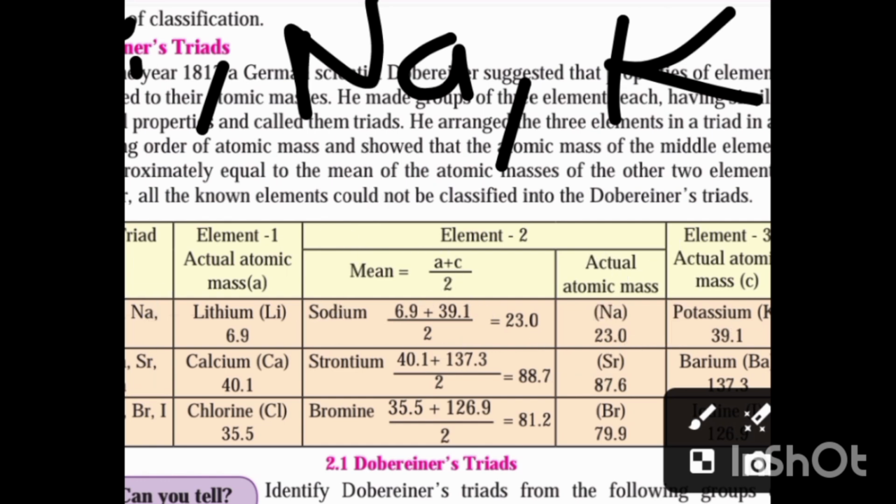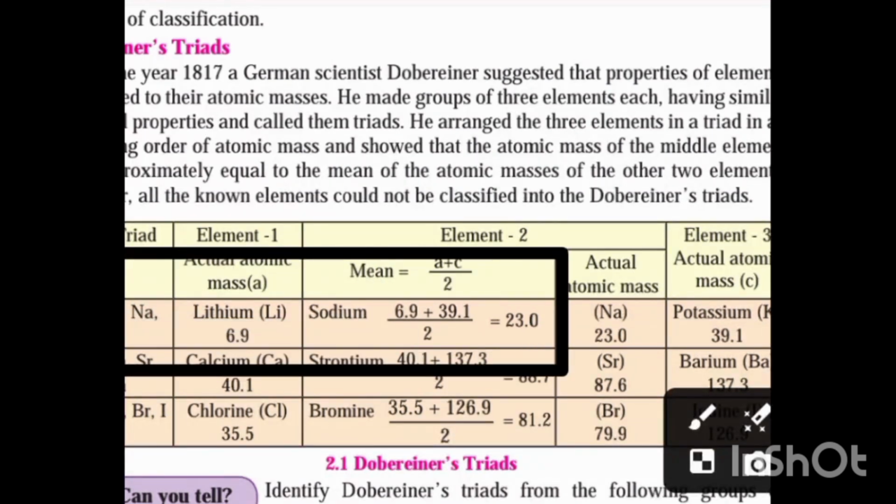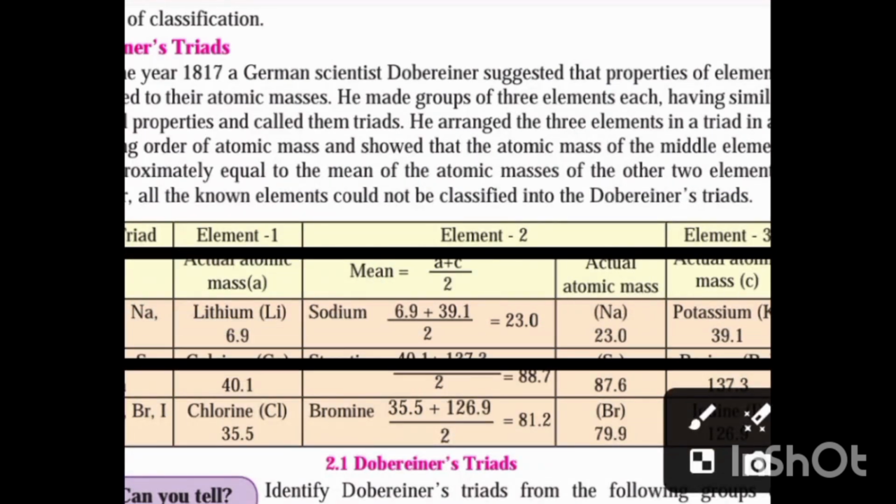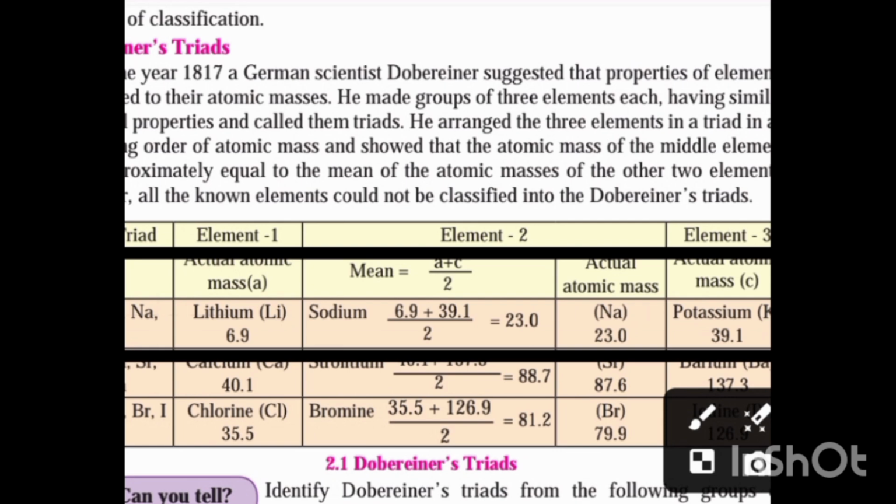So lithium is 6.9. Yeah, here it is given, 6.9. You could just see it here: 6.9 upon 3, 39.1 upon 2, that is 23. It is exactly equal, not approximately equal. Okay, so this is just about this case.